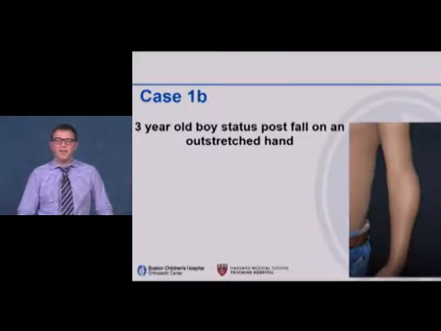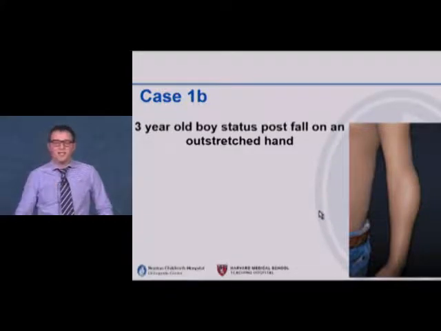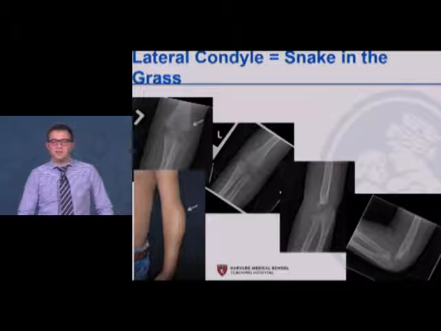Now, we'll go back to our first case of the upper extremity pain. This is a 3-year-old boy who's fallen on an outstretched arm. And you can appreciate from this clinical picture there's a lot of swelling on the lateral aspect of the arm. He's able to move it, but it has a lot of pain. And when you touch over that area, you can appreciate swelling and discomfort. This is a lateral condyle, or what I would call a snake in the grass.